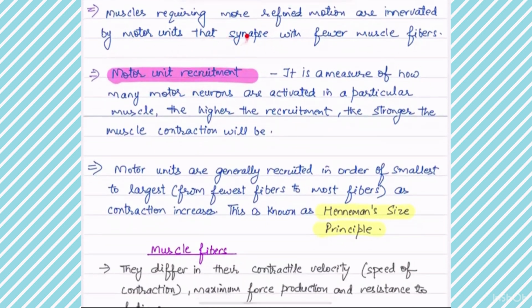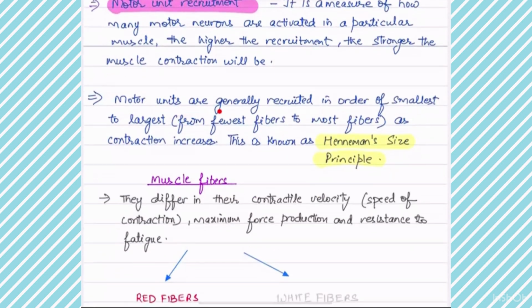Motor unit recruitment. It is a measure of how many motor neurons are activated in a particular muscle. The higher the recruitment, the stronger the muscle contraction will be. And the motor units are generally recruited in order of smallest to largest, from fewest fibers to most fibers, as contraction increases, and this is known as Henneman's size principle.